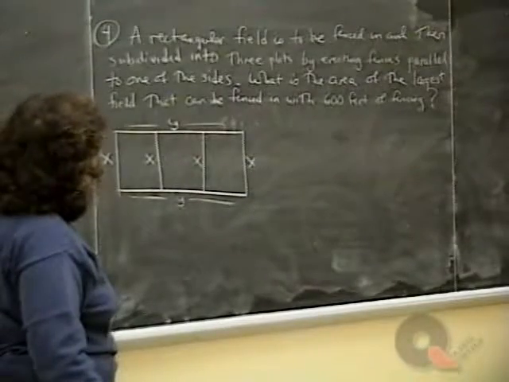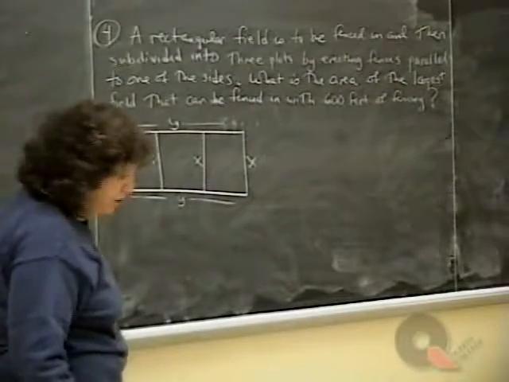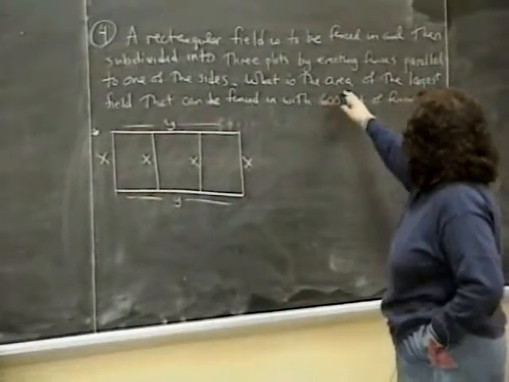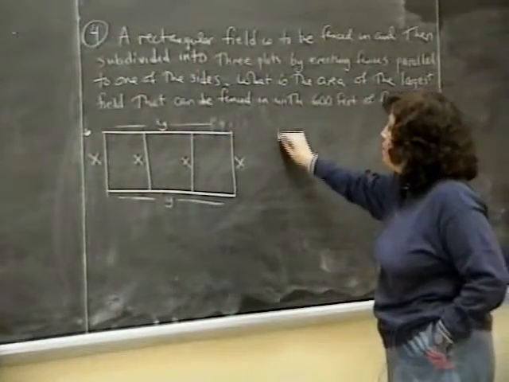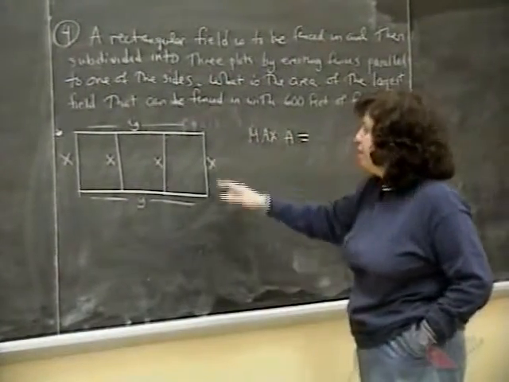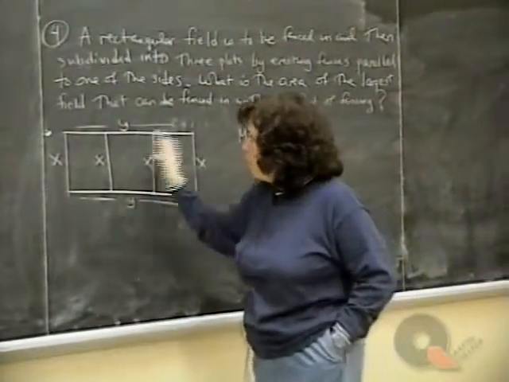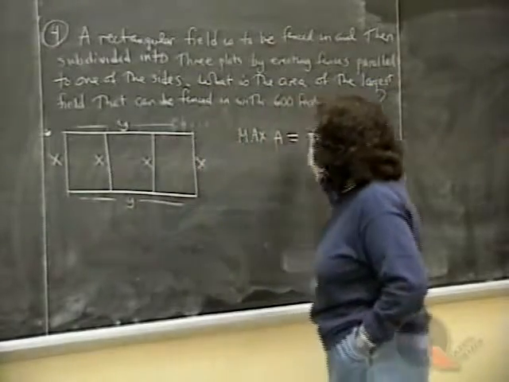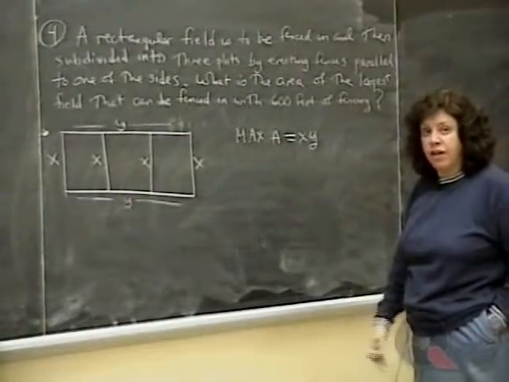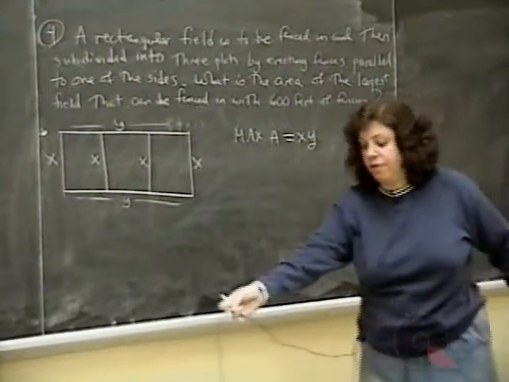Now, we have 600 feet of fencing, that's all we have, and we want to get the field that has the largest area. So we're back to maximizing the area of the field. I'm talking about not the plot, but the whole field, maximizing x, y. Now, we'd like to get it as a function of a single variable. And how do we do that?